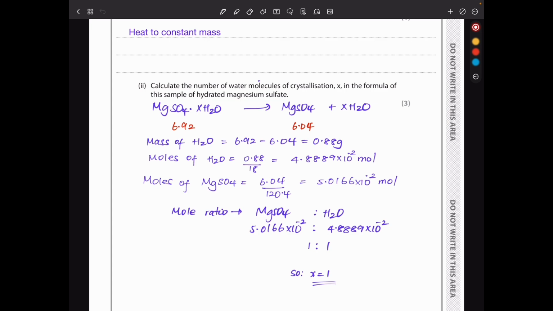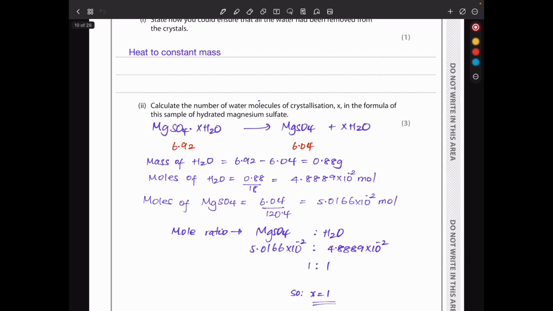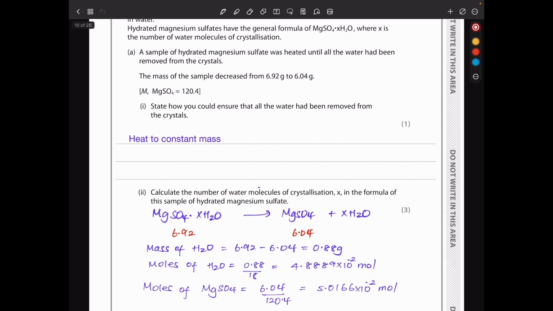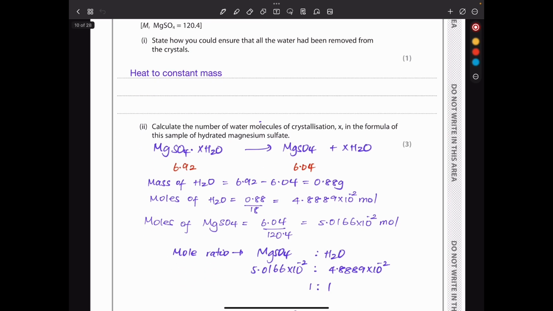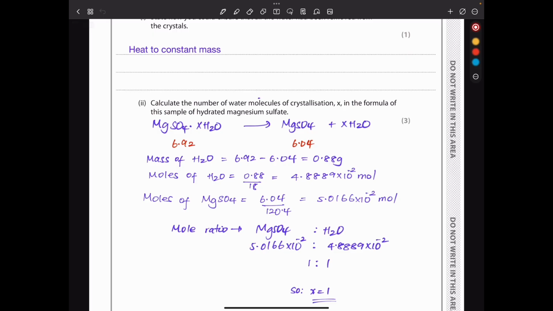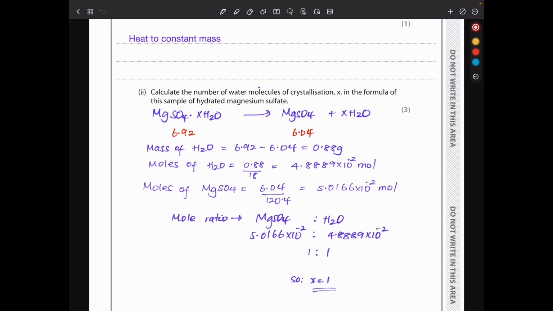And next they say calculate the number of water molecules of crystallization x in the formula of this compound of hydrated magnesium sulfate. Here I wrote the equation. We see if all the water has been taken out, we will form the anhydrous magnesium sulfate. And from above here, they've given us the masses, so 6.92 to 6.04. So we can use that to get the mass of water that has been taken out, which is 6.92 minus 6.04, giving us 0.88. So I'm going to find the moles of this and the moles of that and get the ratio. The ratio will be 1 to x.